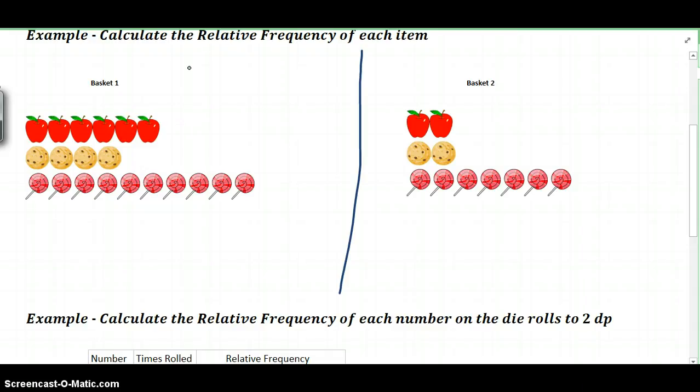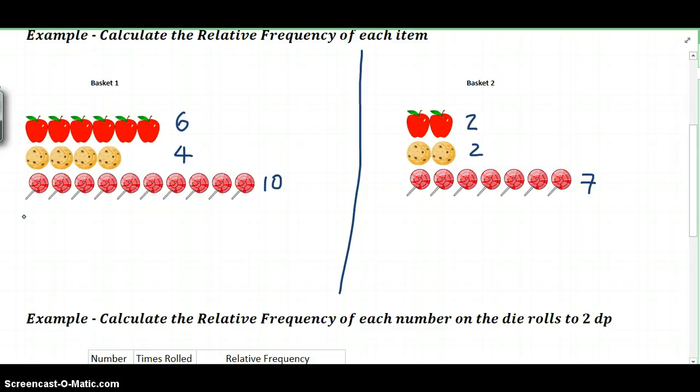I forgot to mention, what we're going to do is we're actually going to calculate the relative frequency for all items. So the apples occur 6 times. The cookies, how many times do you see them occurring? 4. And the candies, they occur 1, 2, 3, 4, 5, 6, 7, 8, 9, 10. They occur 10 times. In the second basket, you can see that the apples occur twice, and the candies 1, 2, 3, 4, 5, 6, 7. They occur 7 times. So now that we've calculated the actual frequency, let's calculate the relative frequency.